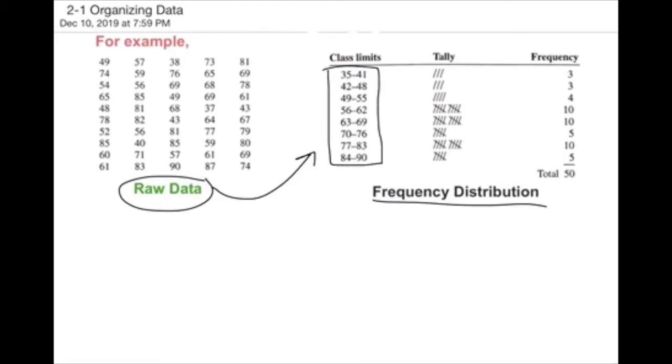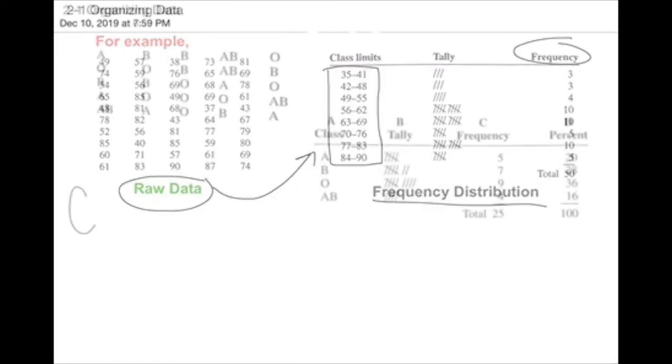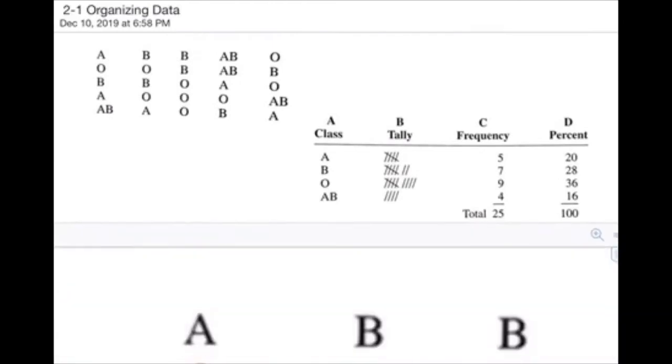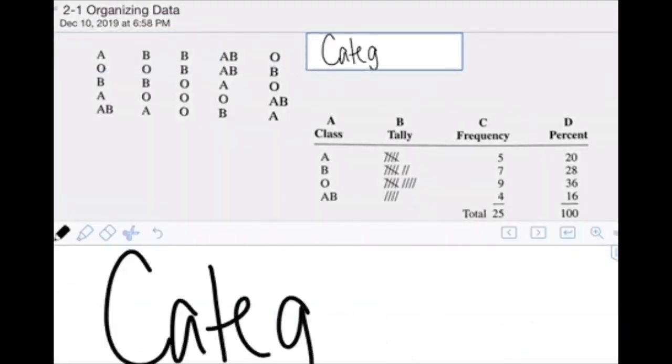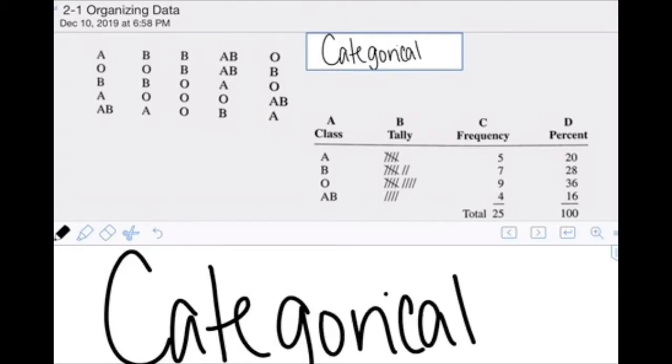There are several different types. Frequency is the number of times something occurs. So in this example, we look at the raw data to create the chart, which looks like this. There are three types of frequency distributions. The first type of frequency distribution is a categorical frequency distribution, which is used for ordinal sets of data.